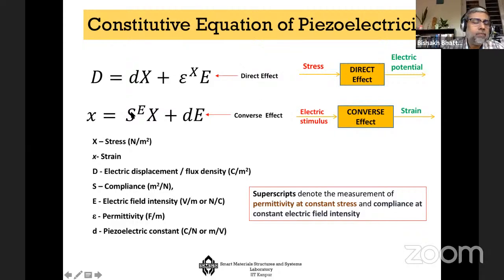On the other hand, following the second constitutive relationship, if you apply the electric field and that generates strain, because stress generating strain is no smartness, it happens in any material. But the application of an electric field generating strain, that is what is called the converse or the reverse effect. And that is something which is used invariably for all soft robotic actuator applications.